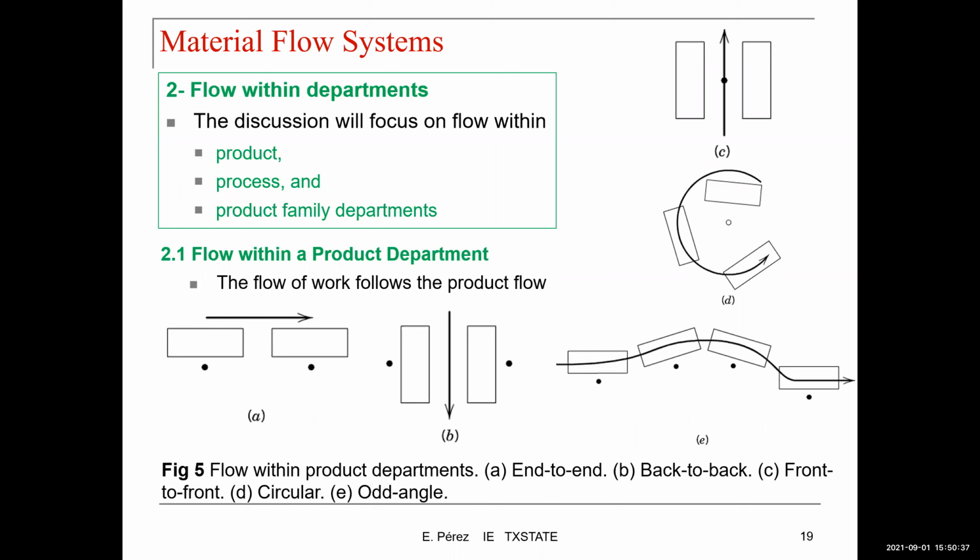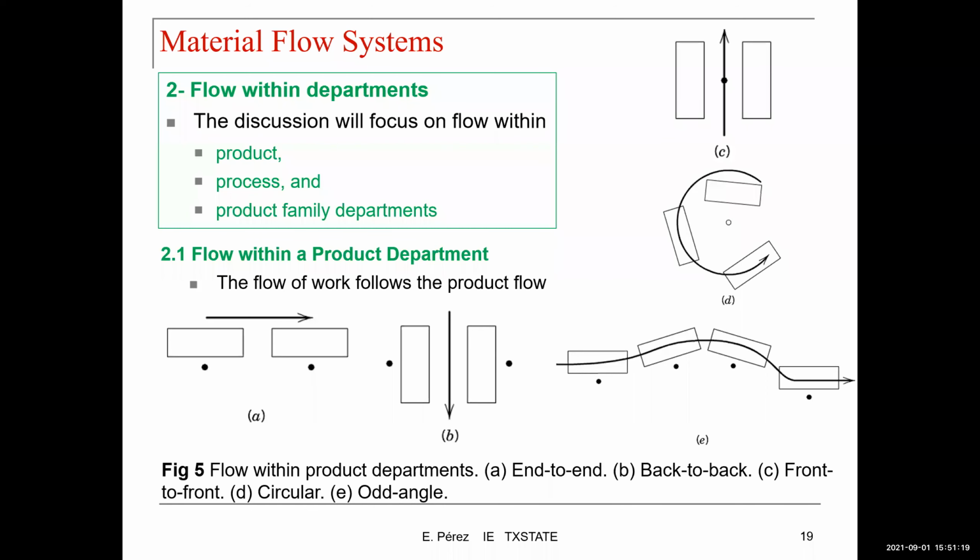The flow of work follows the product flow, and here we have some examples of flow within product departments. For instance, here we have two stations where the product is going to move from this station to this station. That's called end-to-end. Here we have another layout in which we have the tables facing each other, and what's going to happen here is the product will go to this table and then move forward. That's called back-to-back.